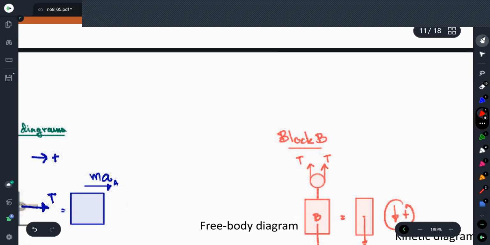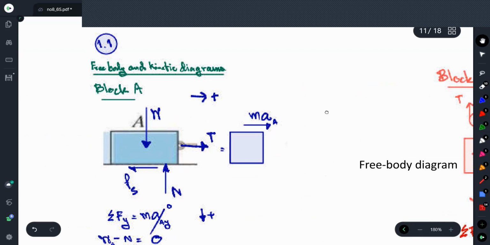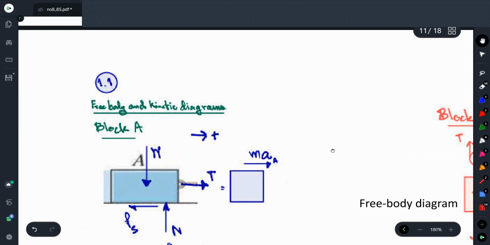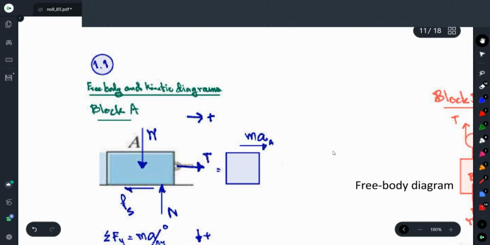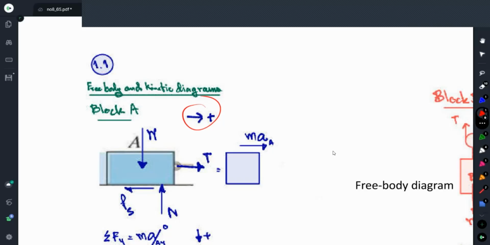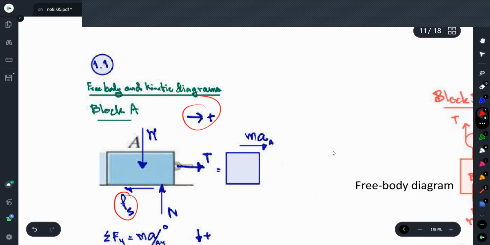So for the free body diagram of block A, we assume that block A moves to the right, and we set moving to the right as positive. So the free body diagram becomes like this. If we assume it moves to the right, then the friction force should point to the left because it is opposite to the motion. And when we cut the free body diagram, we find the tension from the string, and we have the normal force and the weight.